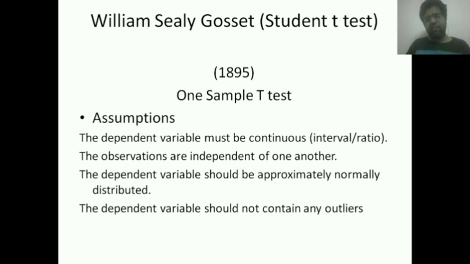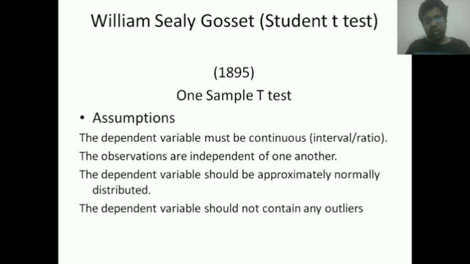So basically when we are using one sample t-test, we are comparing the mean of population with the mean of sample. We will see some different assumptions that we should follow to use the t-test. The first assumption is the dependent variable must be in continuous form, that means our data should be in interval or ratio form. The observations are independent of one another.